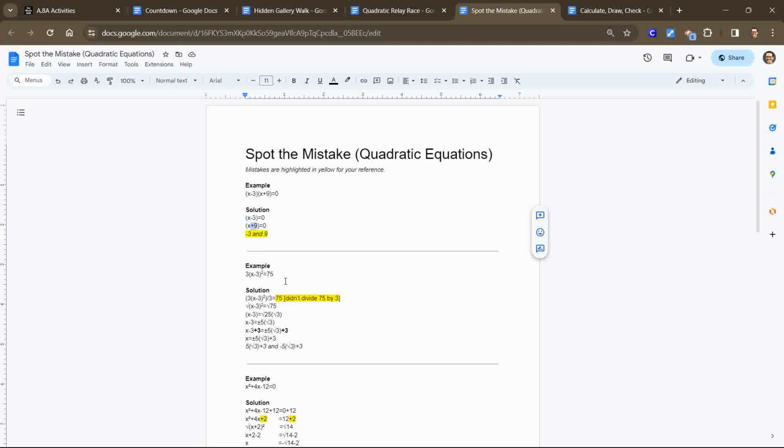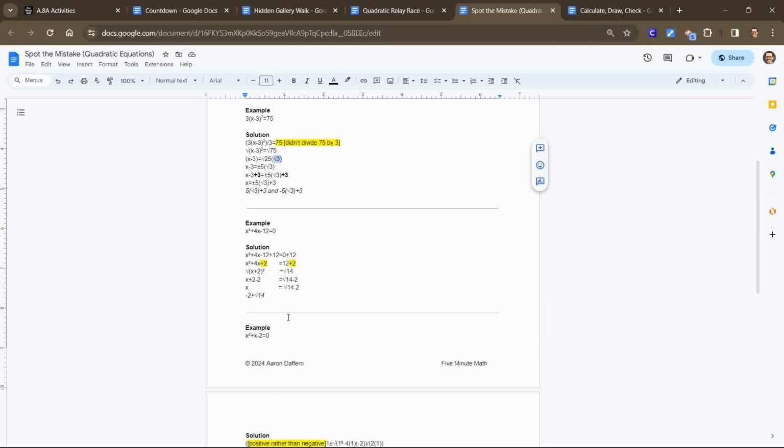On this one right here, you notice I divided this side by 3, but I didn't divide that 75 by 3. So that ended up changing this and adding that radical of 3 that I didn't need. In this one right here, rather than taking half of b for completing the square and then squaring it, I just took half of b. So this should be a plus 4, but I ended up just doing a plus 2, and that changes everything.